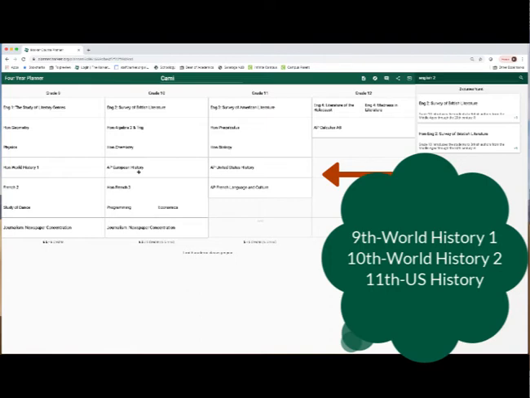In 11th grade, students choose from United States History, Honors U.S. History, and AP U.S. History. Because Cami enjoys history and is doing well, she plans on taking AP European History in 10th grade and APUSH in 11th.